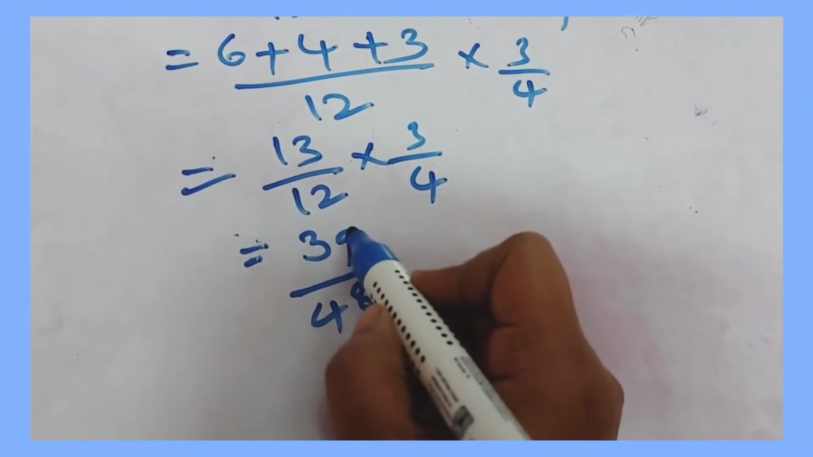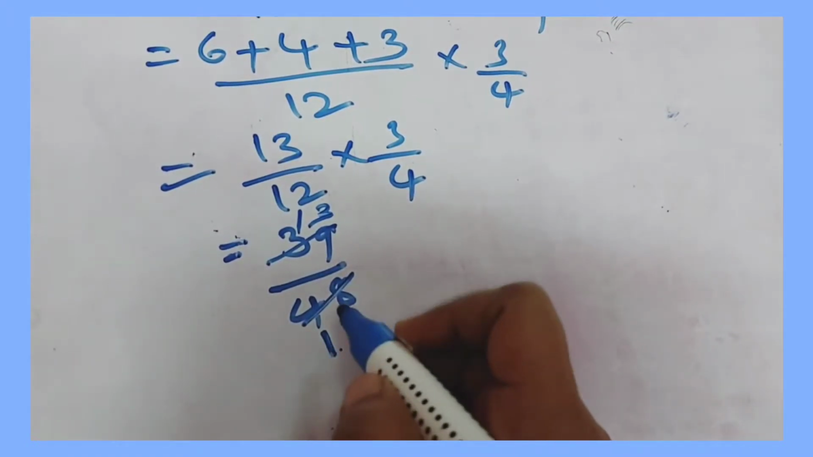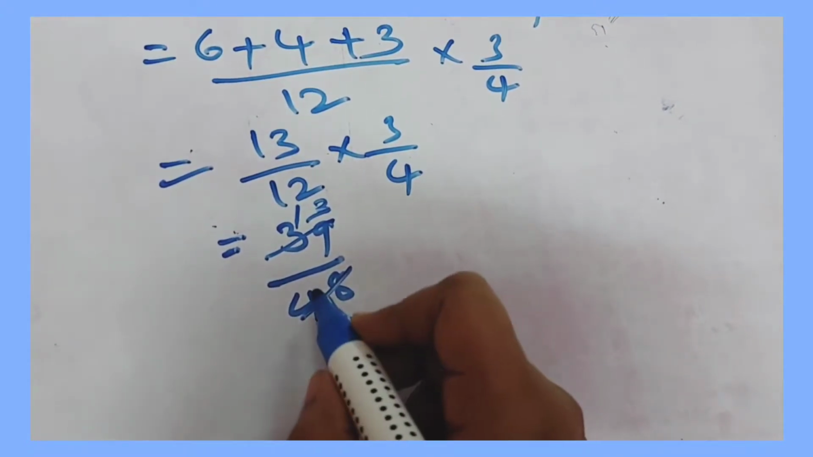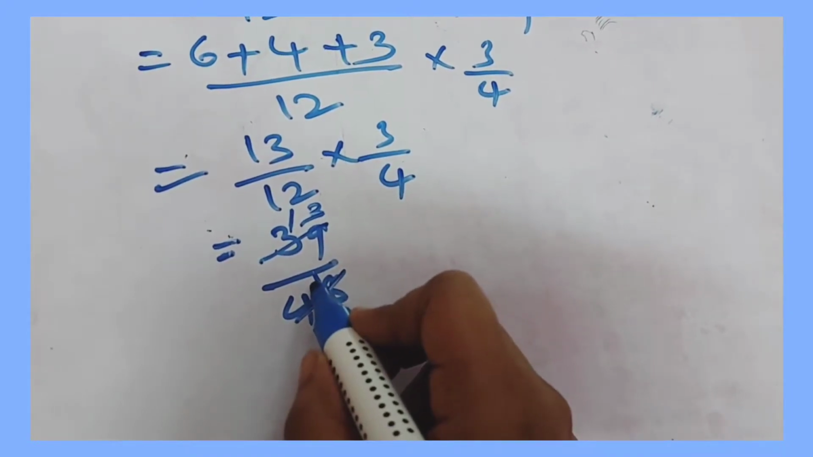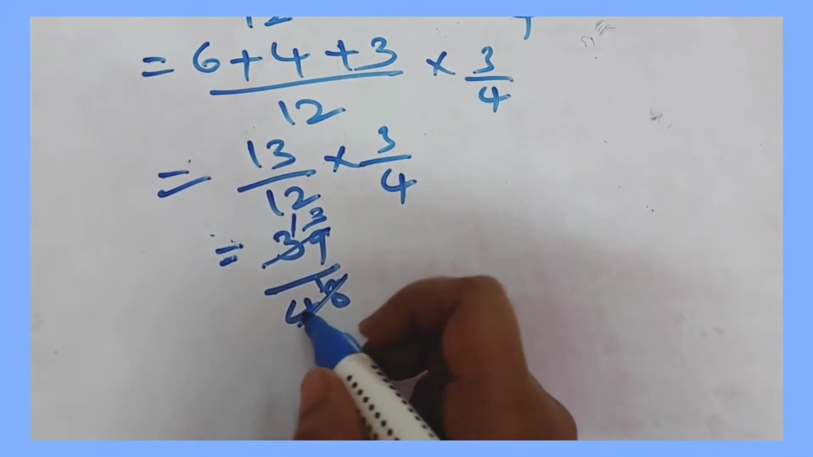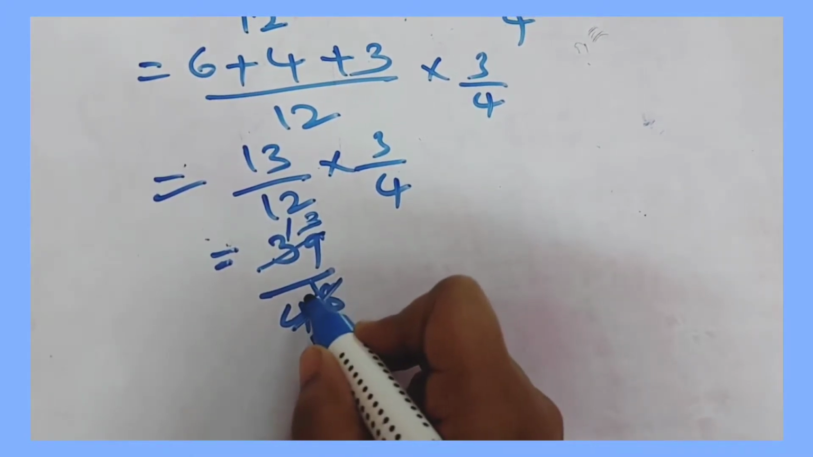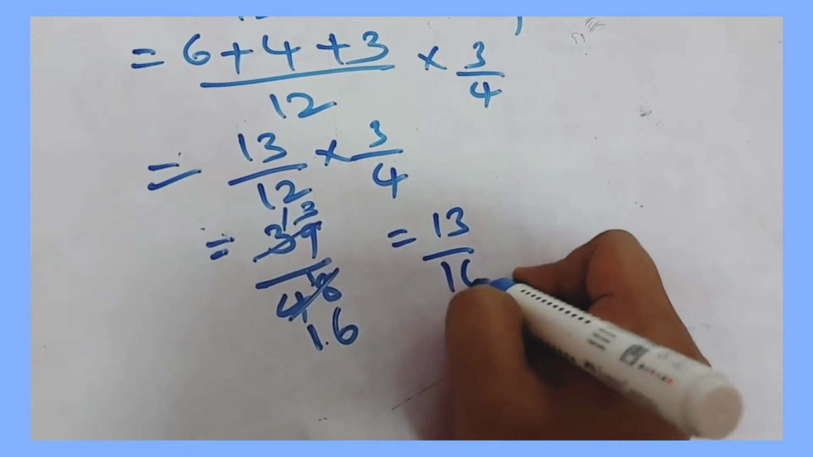We can cancel it also. 3 ones are 3, 3 threes are 9, 3 ones are 3. So here 4 is there. We are taking 3 ones are 3. So 1 left here. You have to make this 8 as 18. Here 4 is there means 1 you have to take here. 3 6s are 18. So the answer is 13 by 16.